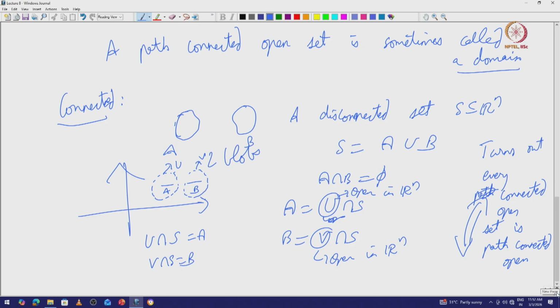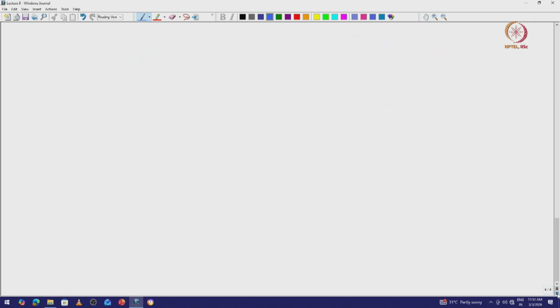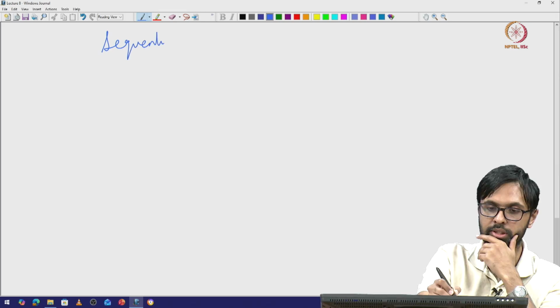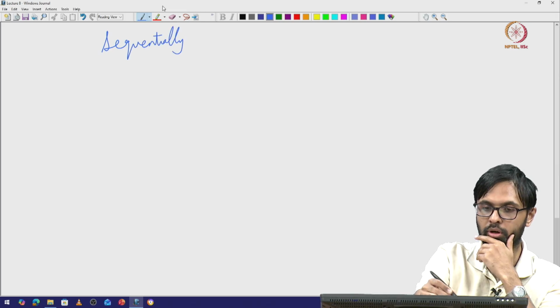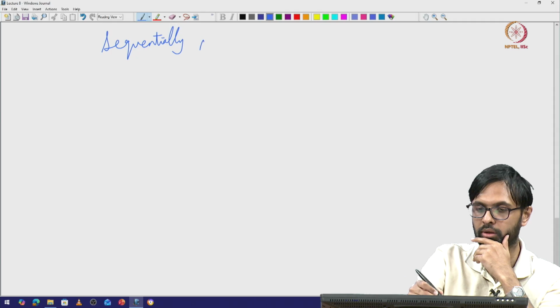But not every connected set is path connected. This is not true. It certainly is the case for open sets, but not in general. Okay. So lastly, compact sets. These are sometimes called sequentially compact.